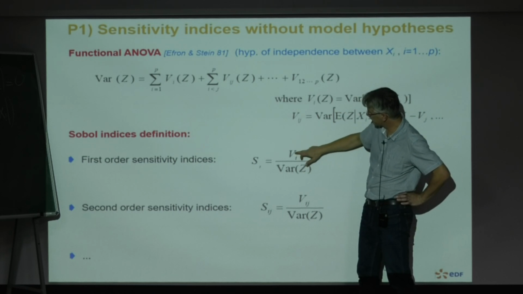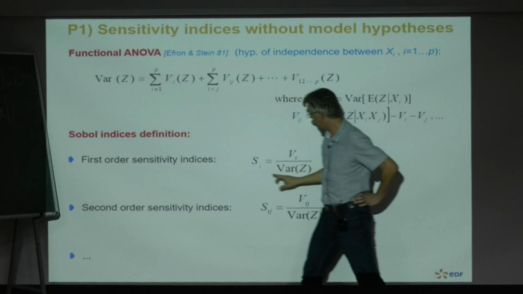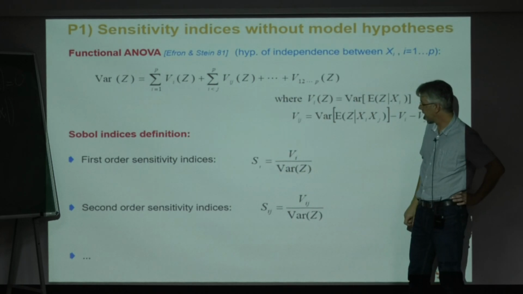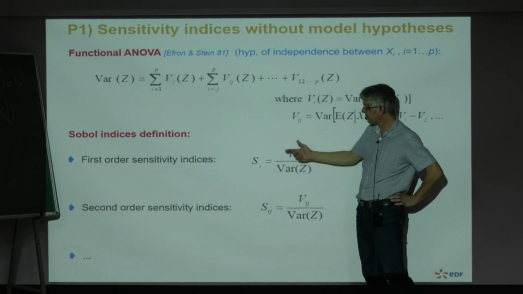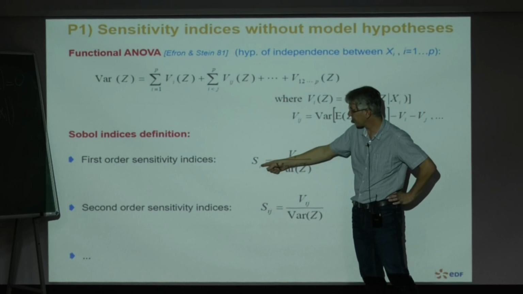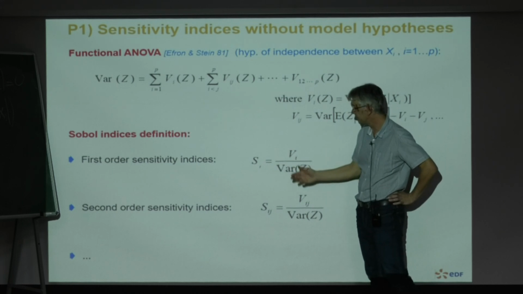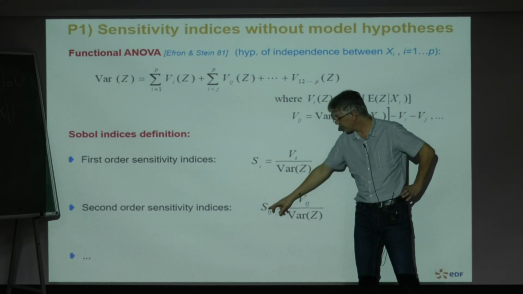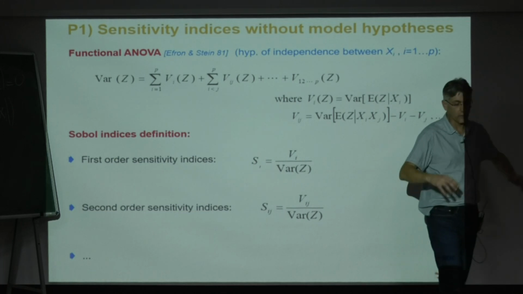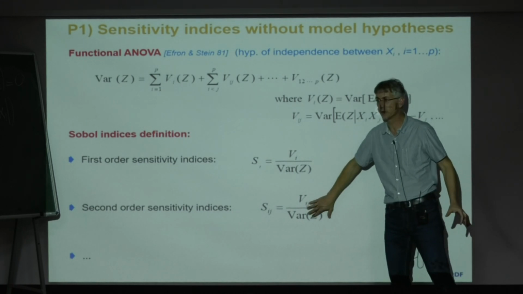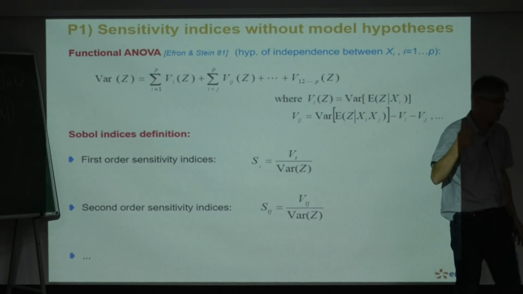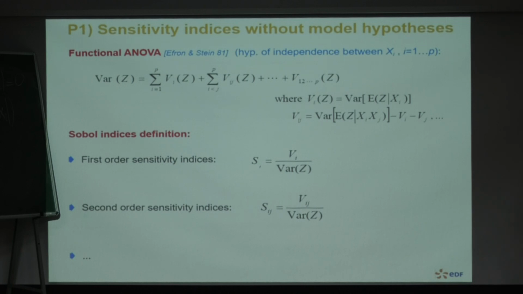This is just the normalization of each term by the total variance. So we can understand that Si is the contribution of Xi to the variance, and Sij is the contribution of the interaction of Xi and Xj to the variance. This is very interesting because we can analyze all the effects of the interaction.